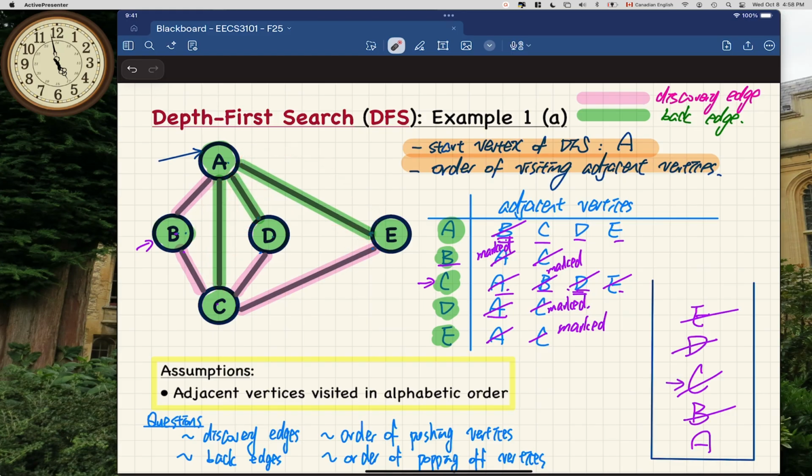All right? So you can think about C is already marked, and D is already marked. And also E here is also already marked. Okay? And then we can pop off A. Now the stack is empty. So now the depth first search is done. All right? So these will be the discovery edges. You can see this, this, this, and this. And this one here happens to be a spanning tree.